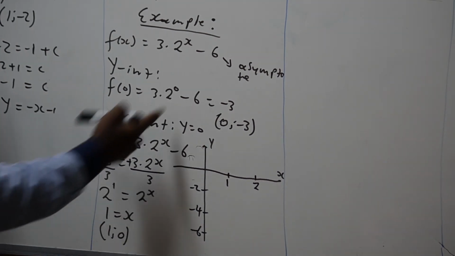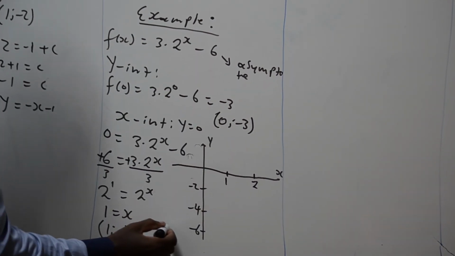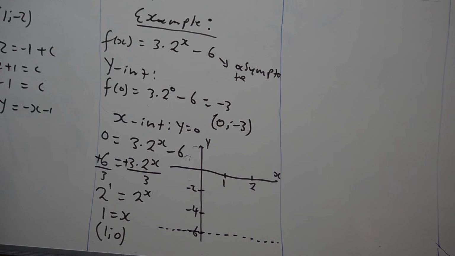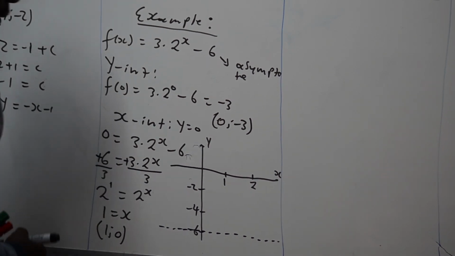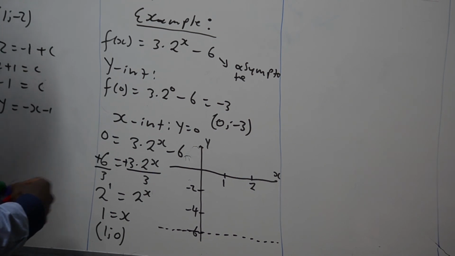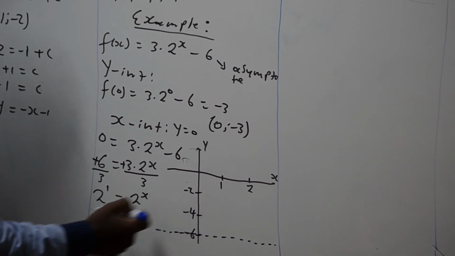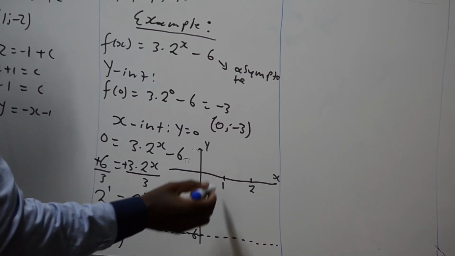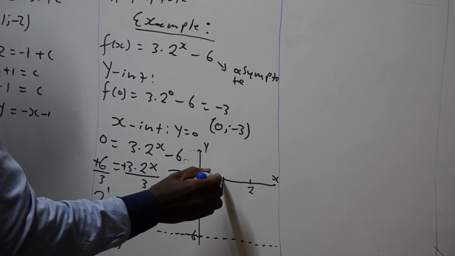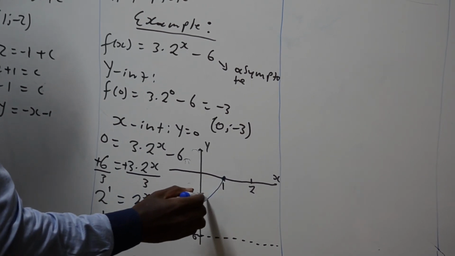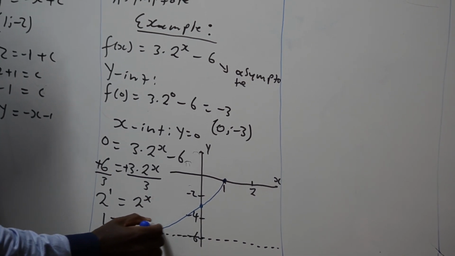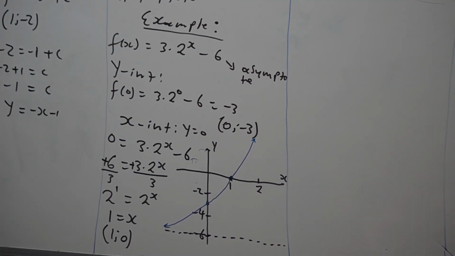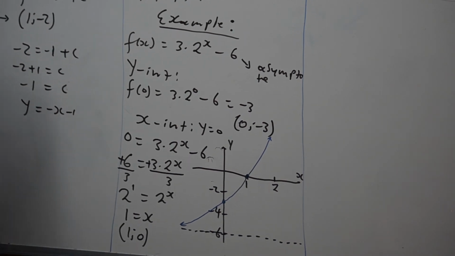The equation's asymptote is y equals minus 6. So this is my horizontal asymptote. My x-intercept is 1 and my y-intercept is minus 3, so I will use a different color. The y-intercept is minus 3, between 2 and 4, and the x-intercept is 1. So I'll join these points. No matter what happens, my graph approaches the asymptote. There's the shape which I need. So now this is your exponential graph.